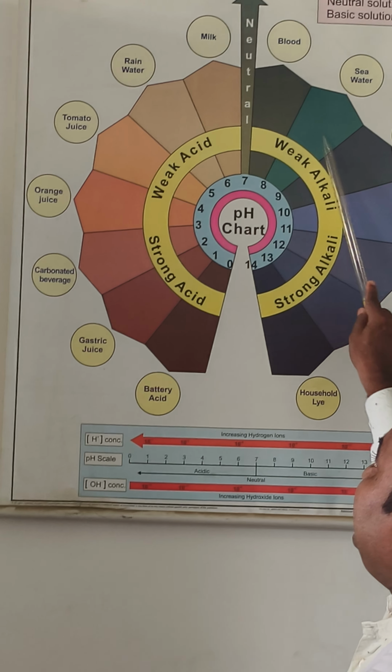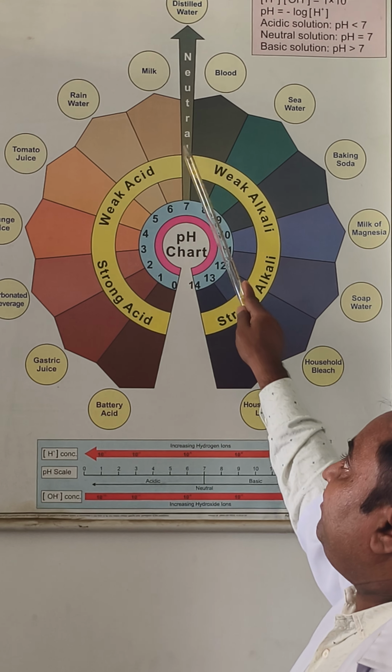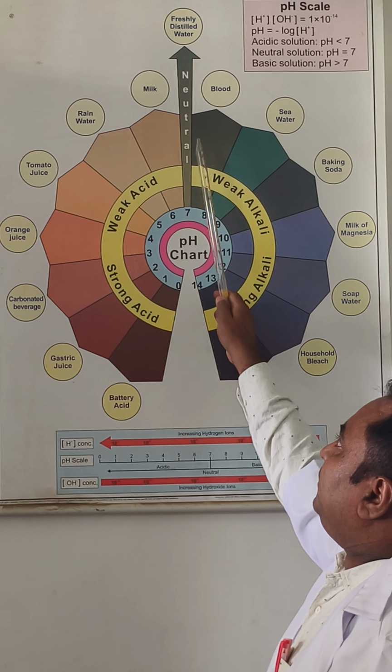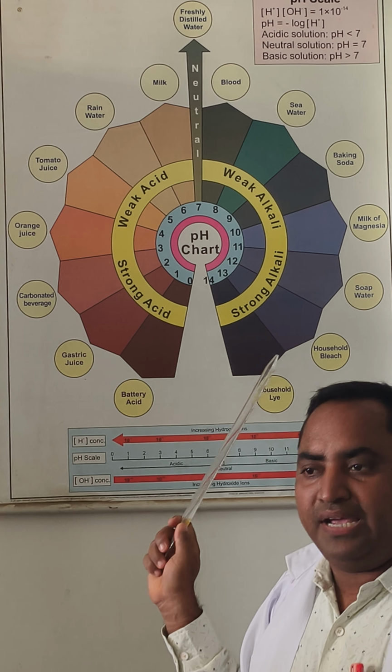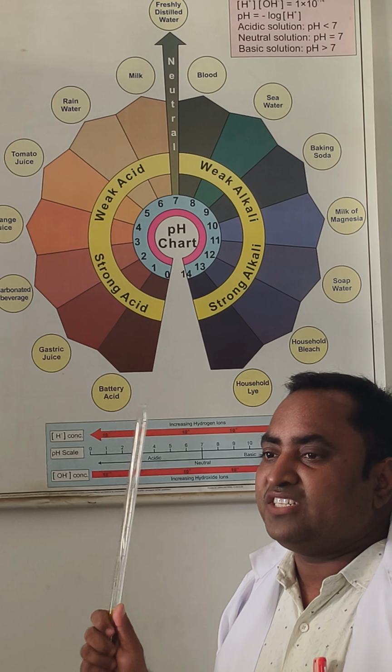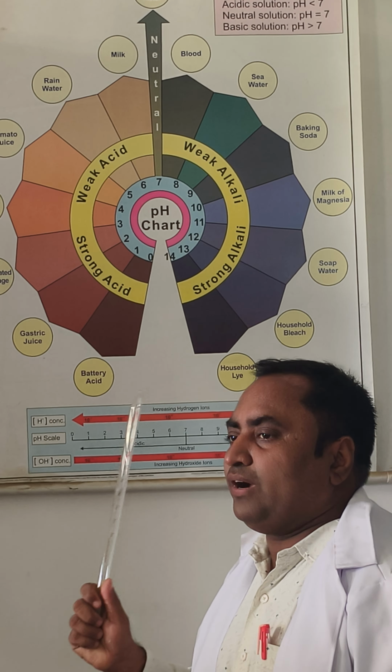So this is the pH scale indicator. When you come from less than 7, it shows the acidic character. When you come from more than 7, it shows basic in nature. And it comes in the neutral state, and that for water is 7.0.